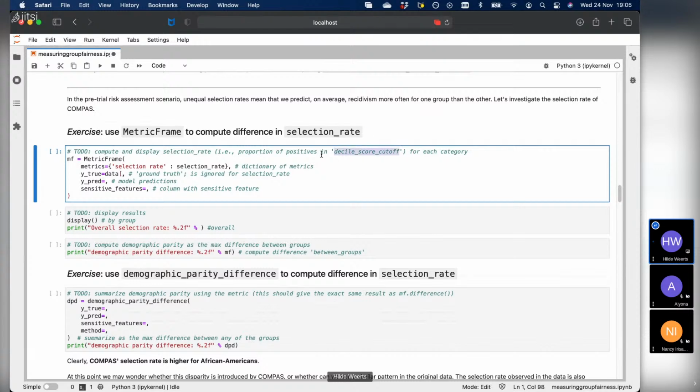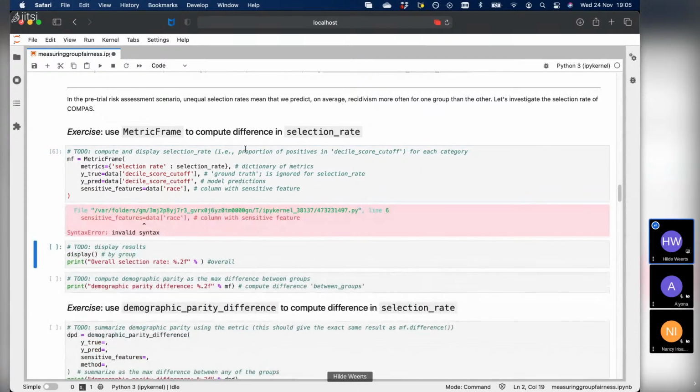So I'm just going to use the decile score cutoff, which, if you remember, is the binarized version of the COMPAS score. And more importantly, we're also going to use this as y_pred, the cutoff. And then for the sensitive feature, we're going to look into the race column.